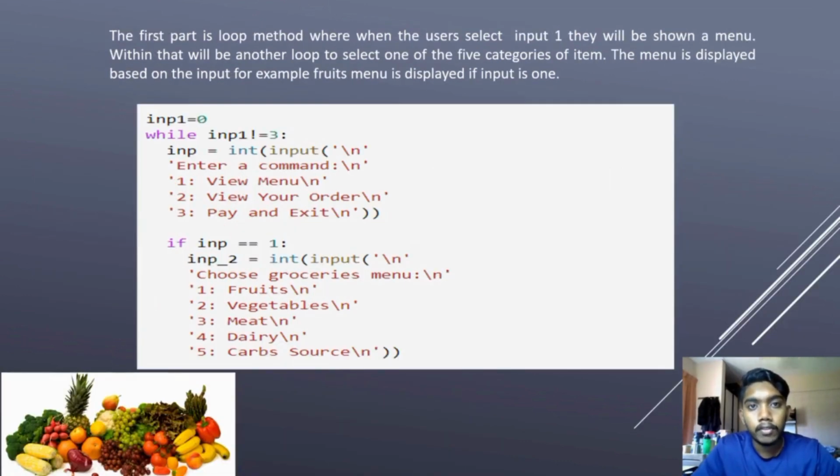Following that, we have a loop, which is the first part. The first part is a loop method where when the user selects input 1, they will be shown a menu. Within that, we have another loop to select one of the 5 categories of items. The menu is displayed based on the input. For example, the fruits menu will be displayed if the input is 1.